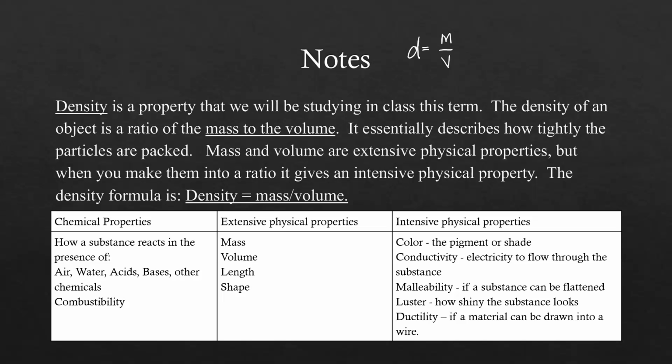So chemical properties include the ones listed here. Here are some extensive physical property examples and intensive physical property examples.